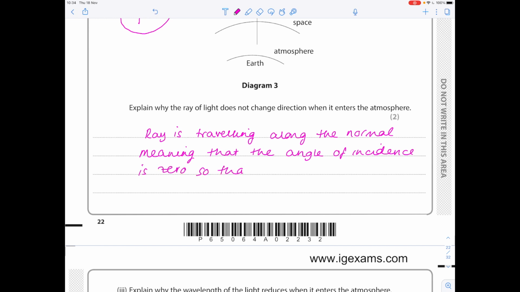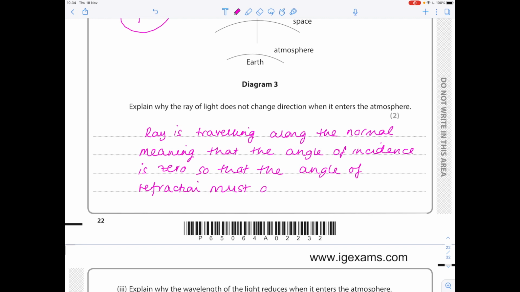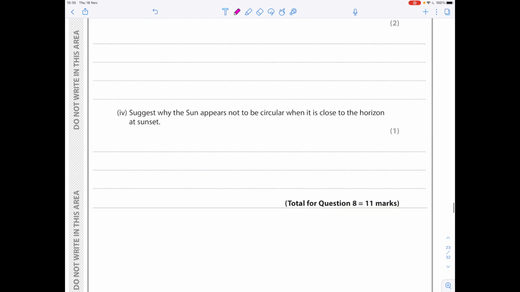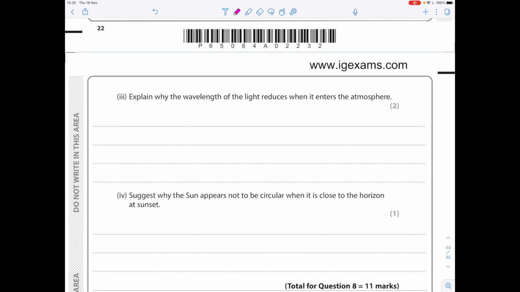So the angle of refraction must also be 0. Explain why the wavelength of the light reduces when it enters the atmosphere. Now let's use this equation to help us, which is the wave equation. For the wavelength to reduce, remember that the frequency of the light wave can't change, so what must be happening to the speed? Well, you can use some numbers to prove this, but the speed must be also decreasing.